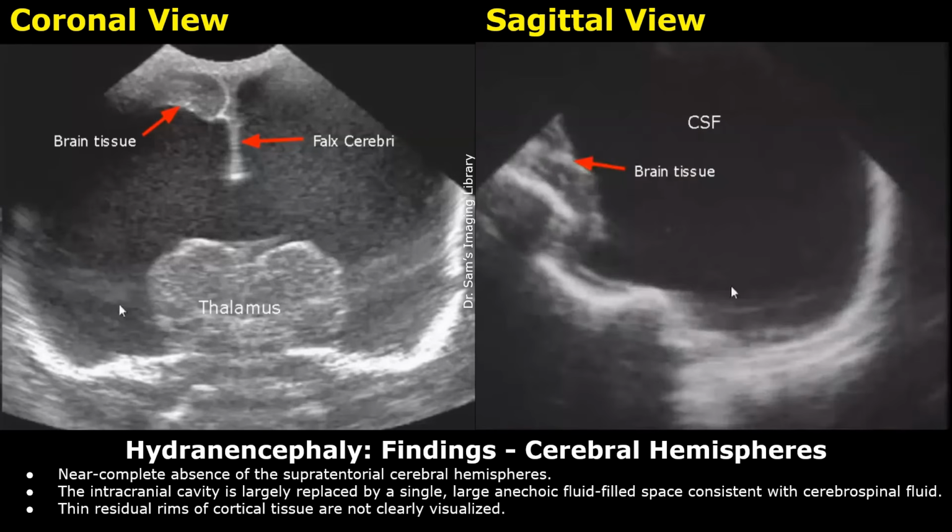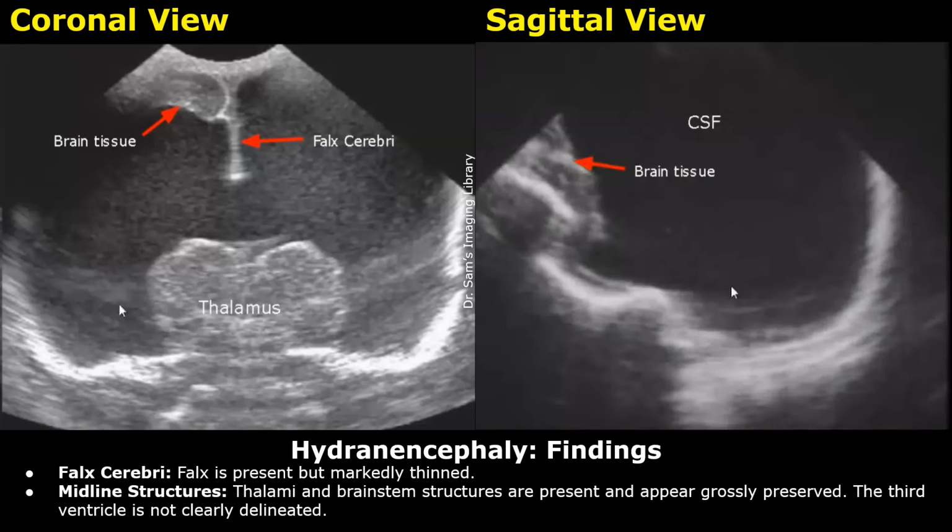Findings: near complete absence of the supratentorial cerebral hemispheres. The intracranial cavity is largely replaced by a single, large anechoic fluid-filled space consistent with cerebrospinal fluid. Thin residual rims of cortical tissue are not clearly visualized. Falx cerebri. Falx is present but markedly thinned.